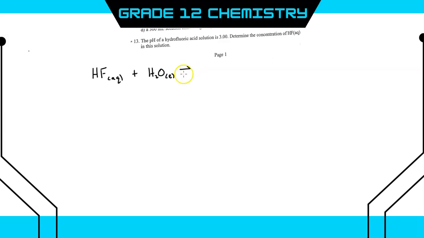This is going to be in equilibrium. We're going to have 1 H, or 1 proton, donated to give us our hydronium, and then we're left with our fluoride ions. Now this one's actually already telling us the pH, so we can go right ahead and figure out the concentration of hydronium.